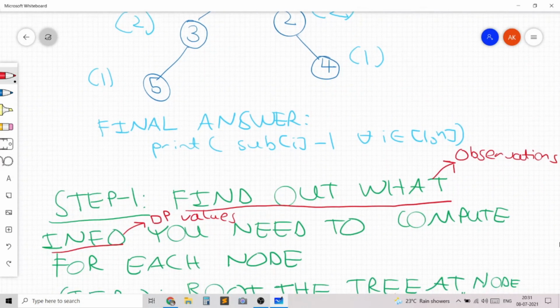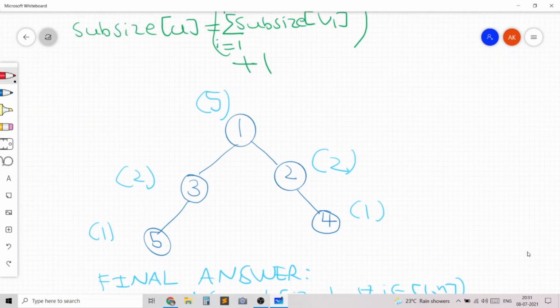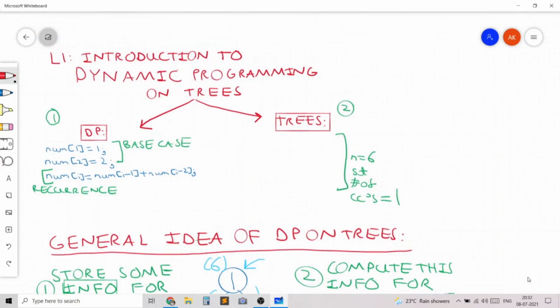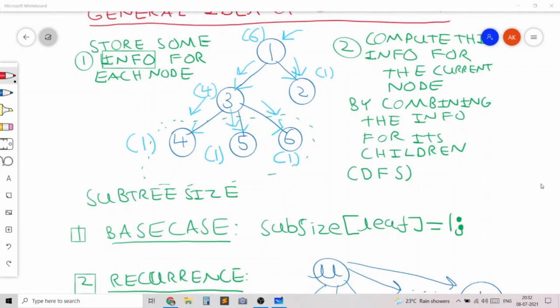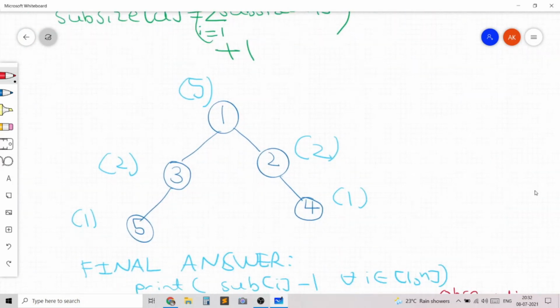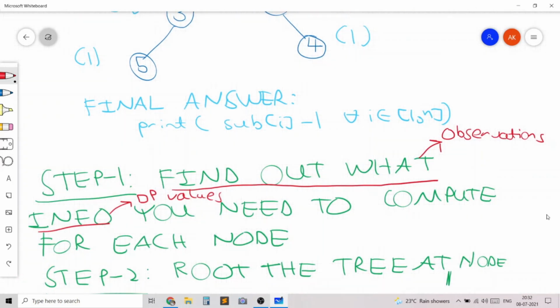The second step is to root the tree at node 1. So notice that in all the diagrams, the tree is rooted at node 1, and that's because we need to root the tree to actually define what a child is and what the base cases and the recursive cases are. So rooting the tree is a very important second step in tree DP problems.